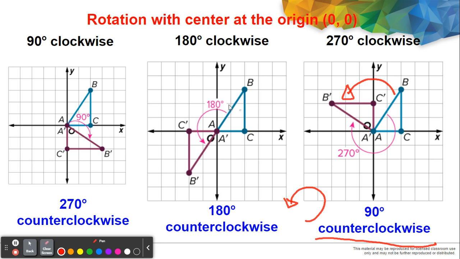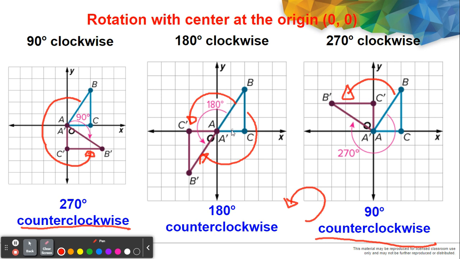You will also observe that rotating 180 degrees clockwise or counterclockwise will just be the same thing. So this one is counterclockwise. If we do it clockwise, it will also be the same thing. And rotating 270 degrees counterclockwise is actually the same thing as 90 degrees clockwise. So for example, triangle ABC is our pre-image. So 90, 180, and 270 degrees. So remember this one.